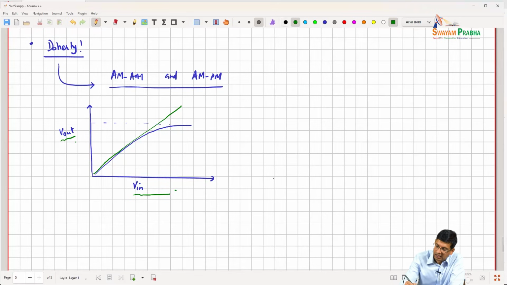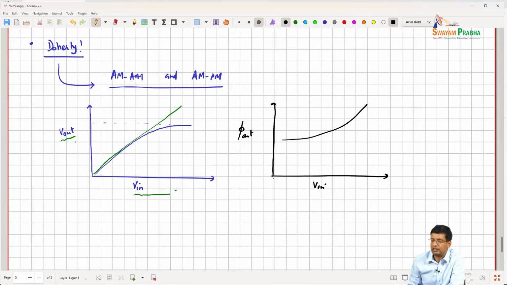And then I can have this AM to PM, where the same phenomenon, but in phase, which is that I look at the phase of the output, right, and I might start seeing some error in the phase of a few degrees as the V in increases.